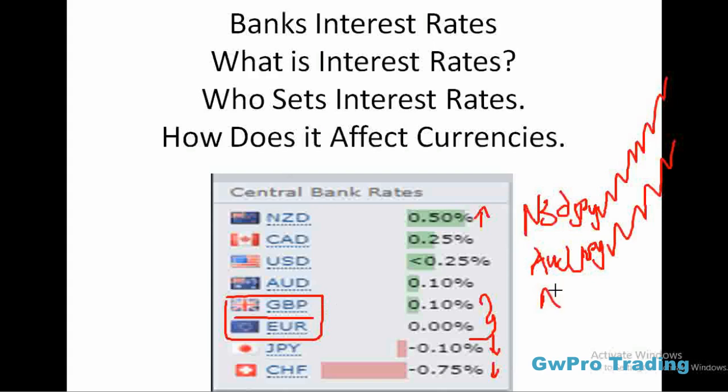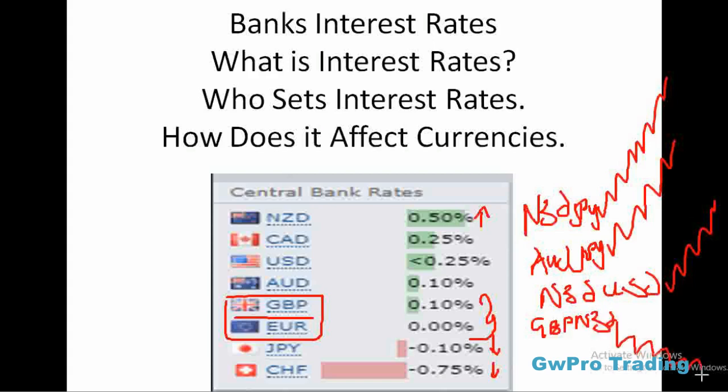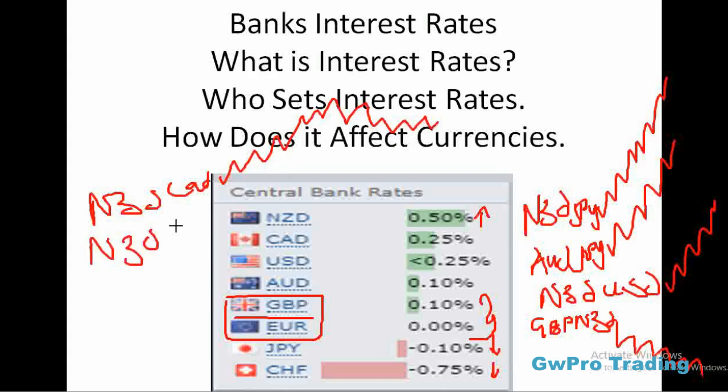All right, so you can also have it that NZD USD will also be going up. In this time, GBP NZD will be going down. Make sense? Probably in this time, NZD CAD will be going up. Probably might just up, may actually be just flat. Euro NZD will also be going down. Euro AUD will also be going down.